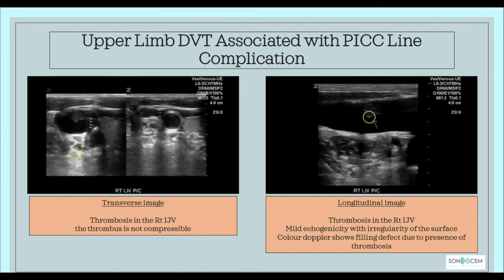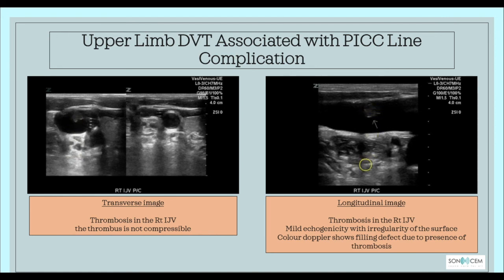Okay, so this is one example of thrombosis in the upper limb. The clips show upper limb DVT associated with PICC line complication. This is caused by the malposition of the PICC line, which caused thrombosis of the IJV. In the transverse image, we can see the thrombosis is in the right IJV, and the thrombus is not compressible.